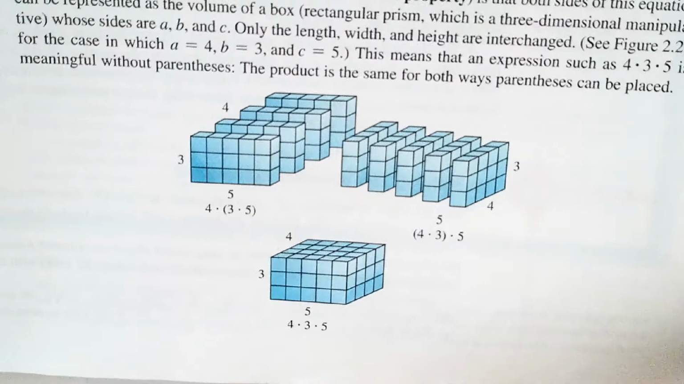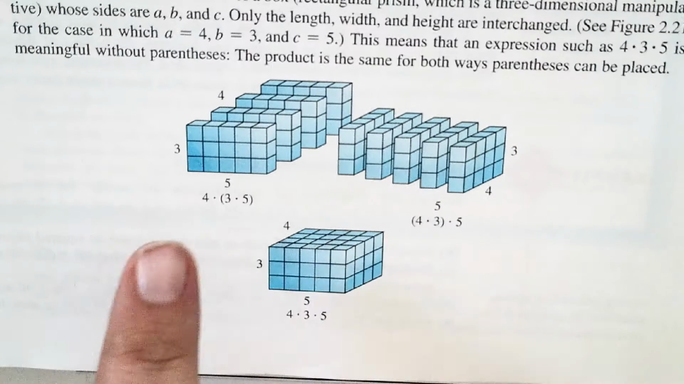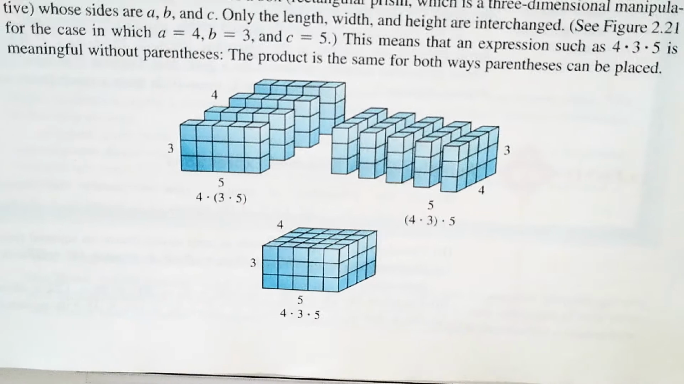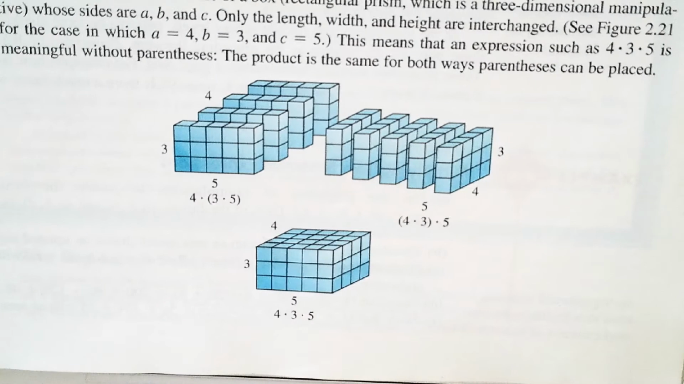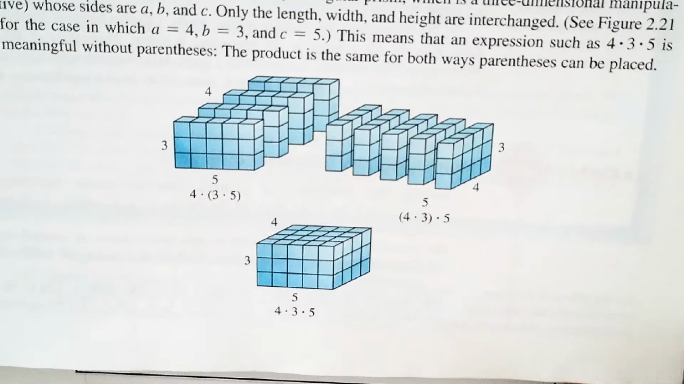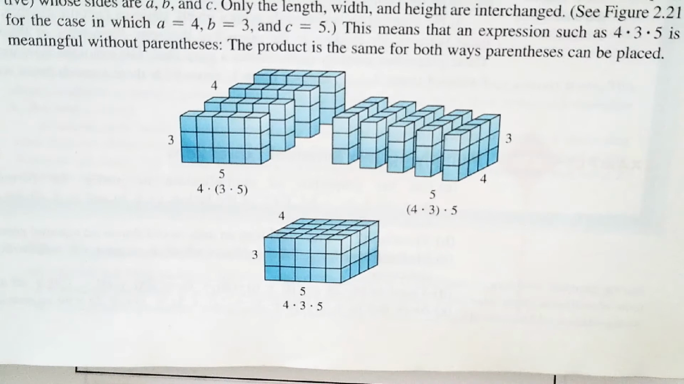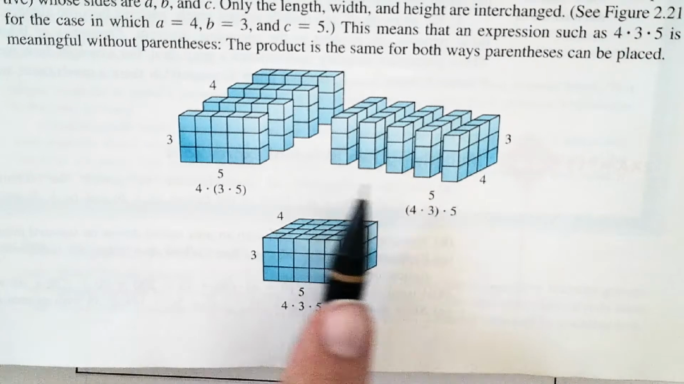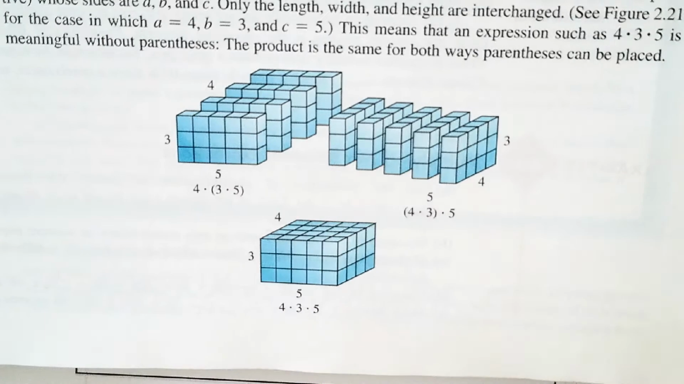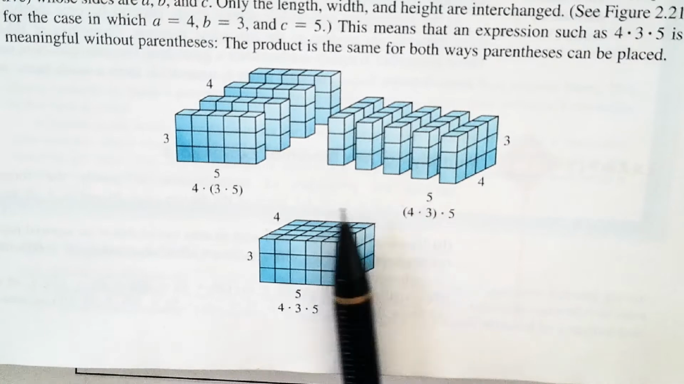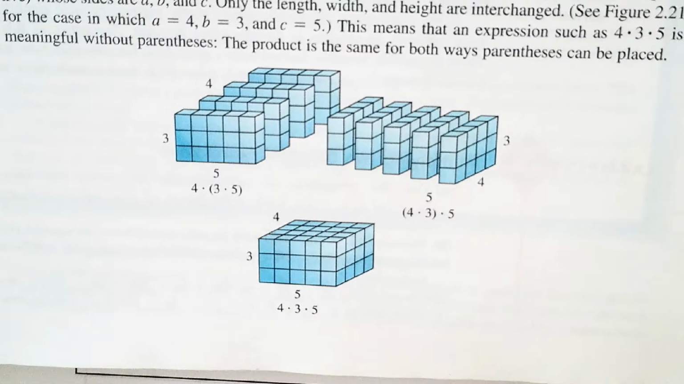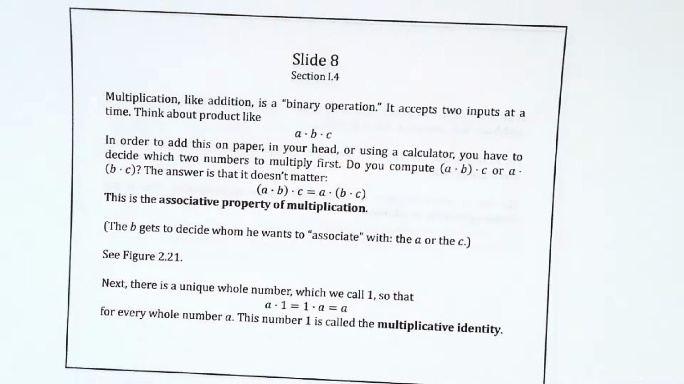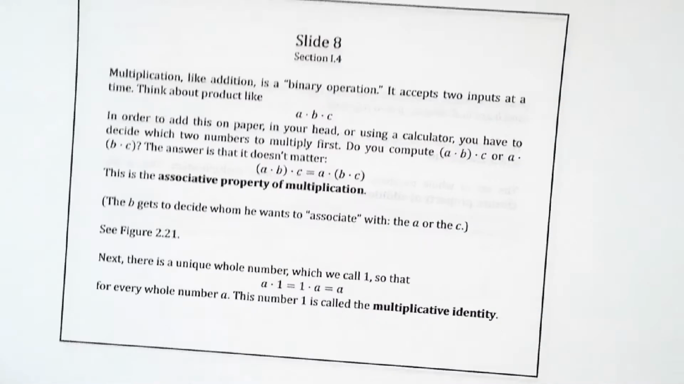Okay, so this shows that 4 times (3 times 5) is the same as (4 times 3) times 5. So the stack of 4 3-by-5s is the same as this row of 5 4-by-3s. Okay, they both get put together into the same solid figure, 4 times 3 times 5. Okay, so that's the associative property.